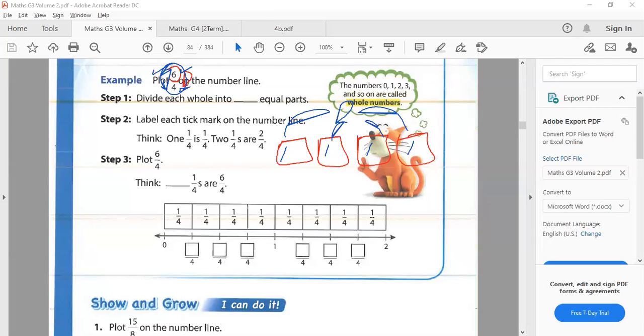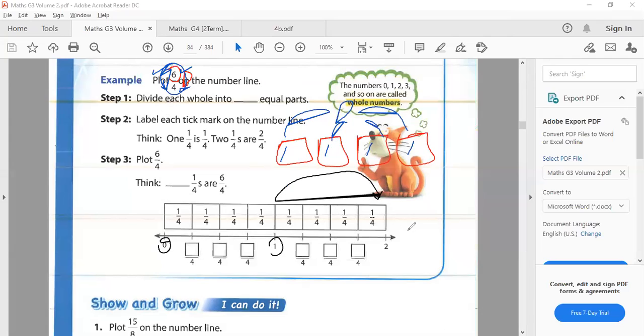Now let's plot this number, and let us remember how to plot it on the number line. But today we're gonna use fractions greater than 1. Yesterday we said that we start with 0 and finish with 1. Now I need you to know that this fraction is 6 over 4, so it is greater than 1. So it will be between 1 and 2.